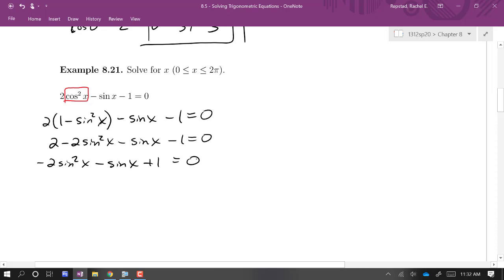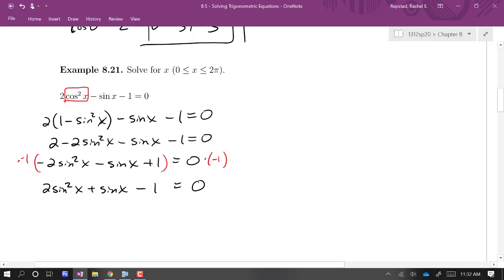Now what I'm going to do is multiply both sides by negative 1, and I'll tell you why in a second. If we multiply both sides by negative 1, the left side, we're just going to switch all the signs, so 2 sine squared x plus sine x minus 1, and the right side is still equal to 0.